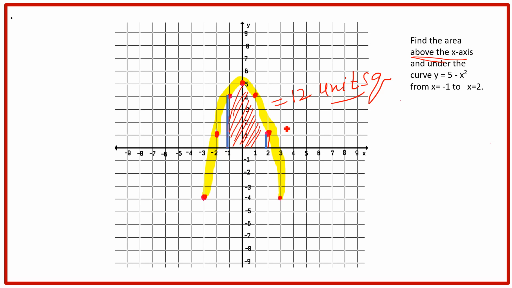Now I hope this question is clear. But if the question says find the area below the x-axis, then we have to consider the area from here. But if you have any question, you can ask me.